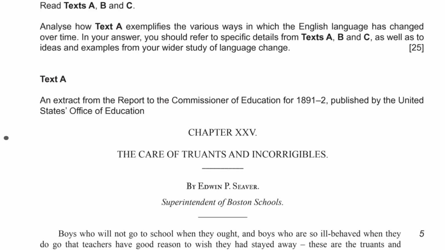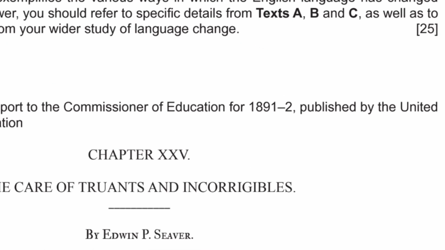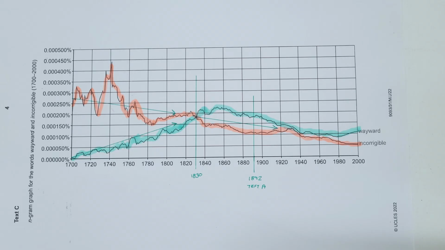Okay, our first example has to do with lexical change. It's from a past paper where the text is titled "The Care of Truants and Incorrigibles." This text was published probably in 1892. It's for the years 1891 to 1892, the school year, so we assume it's published at the end of that time. So I'm going to say 1892 is probably a safe bet. On this paper, we have this graph, and this graph gives us 2 words. One word is wayward and the other word is incorrigible.